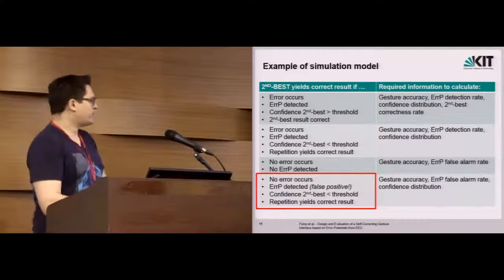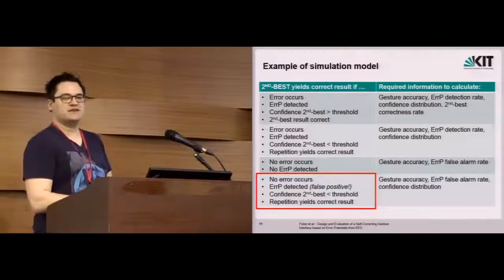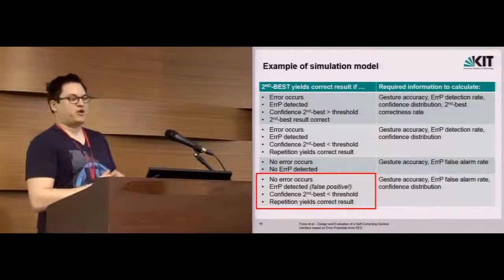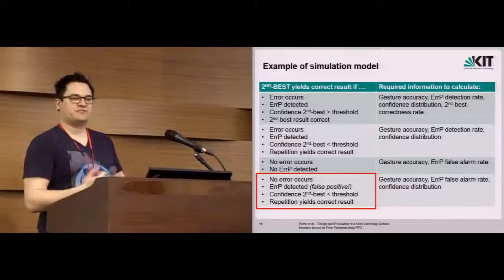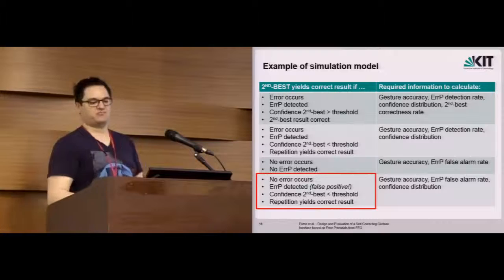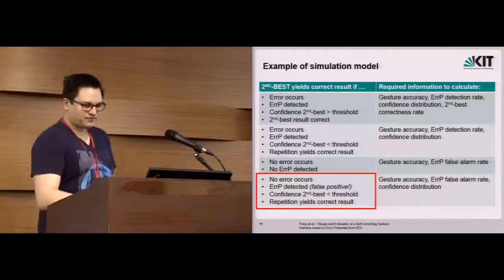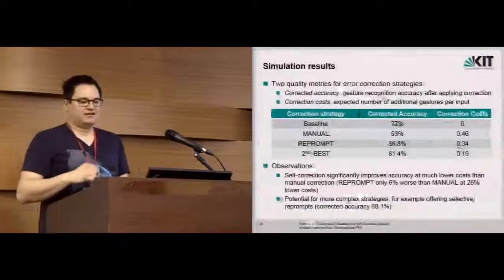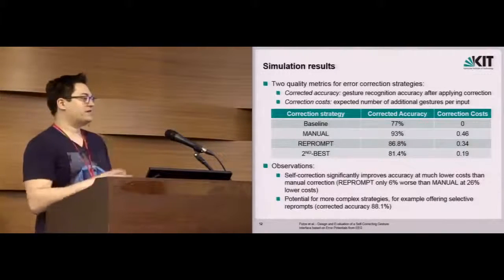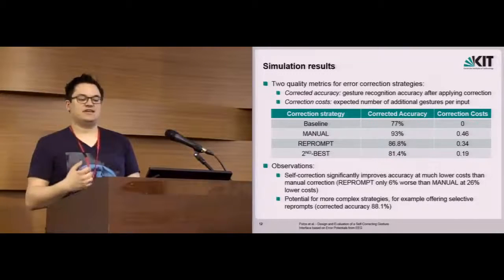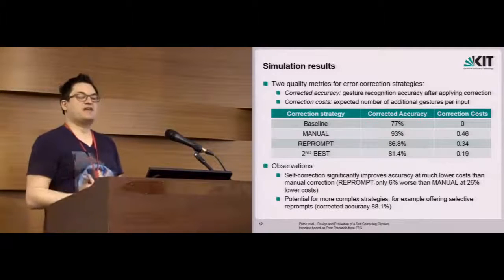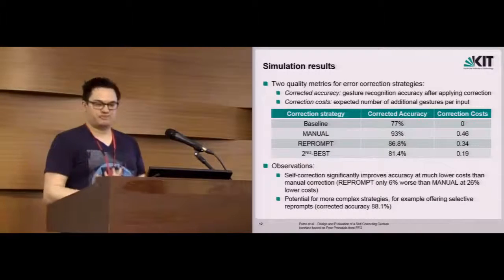another case in which we get a correct result is if actually no error occurs. Nevertheless, there's a false alarm by the error potential detector, but we can still recover if the confidence of the second best result is below the threshold and the reprompt yields a correct result. So we take all this together to then finally derive two quality metrics for each correction strategy. Those are the corrected accuracy, which is the gesture recognition accuracy after applying the correction, and the correction costs, which is the expected number of additional gestures per input.